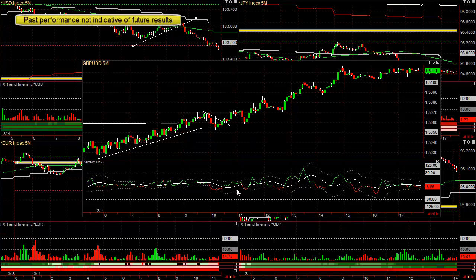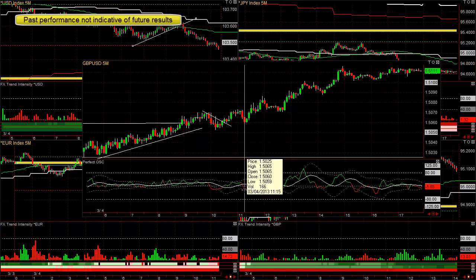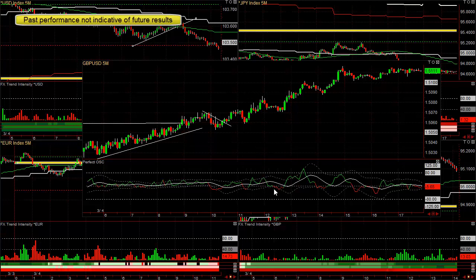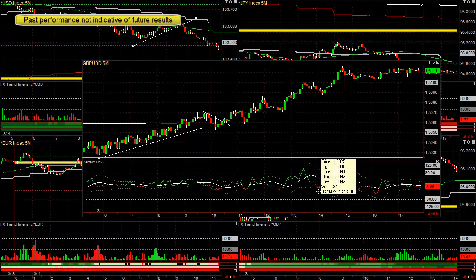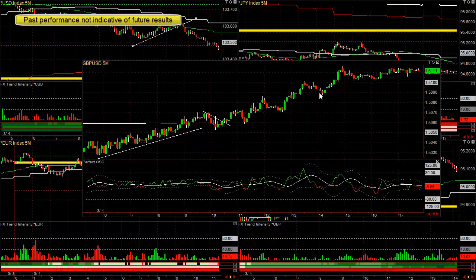When the market's trending up and the Perfect Oscillator is down near the lower Bollinger Band, what a great place to buy. Like right here, you're looking for buys right here. You can see it really never went that much down and it popped up. Right here, lower band.